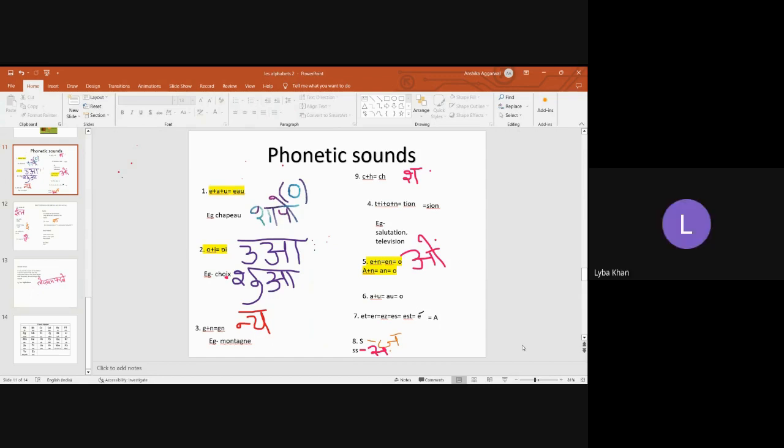Next comes single S. The sound of single S is Z, but the sound of double S is S. Z, S. Clear? Can you pronounce S again? Single S, Z. Okay. And double S is S. Understood? So, what would be the sound with the AU?